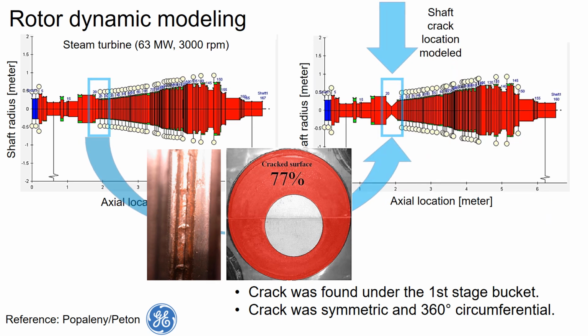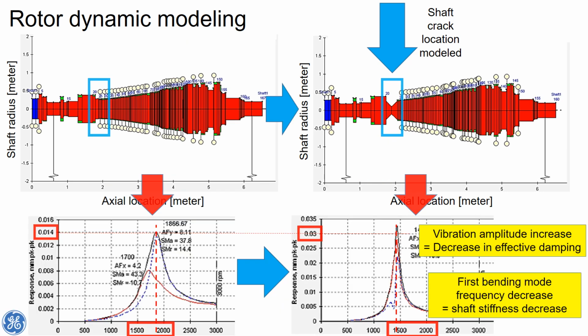The crack was simulated by a change in rotor diameter at the location of the crack. This adjustment in the model accounts for the material portion that does not contribute to stiffness. If you run the model, the rotor dynamic modeling generates rotor response plots as shown below. The first noticeable difference is the increase in vibration amplitude, indicating a decrease in effective damping. The second noticeable difference is the decrease in the first bending mode, indicating a decrease in shaft stiffness.